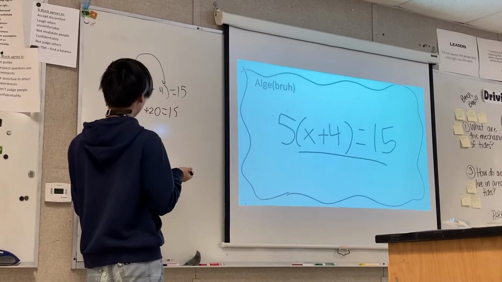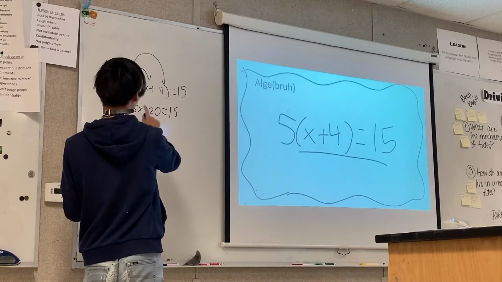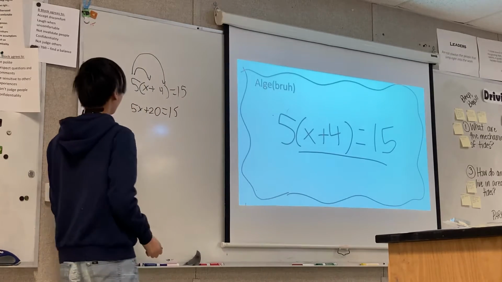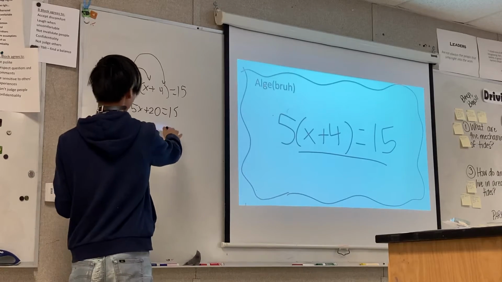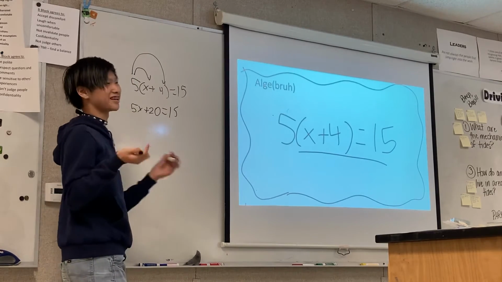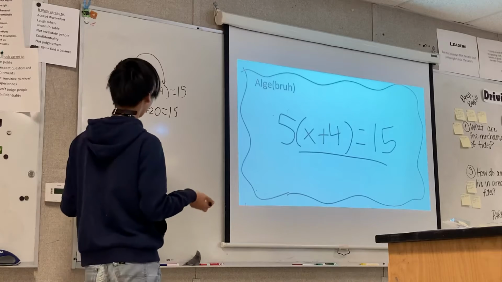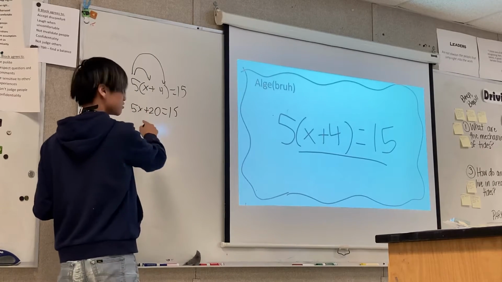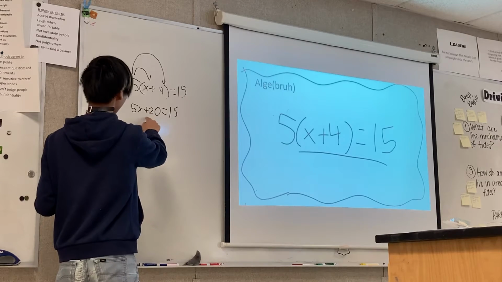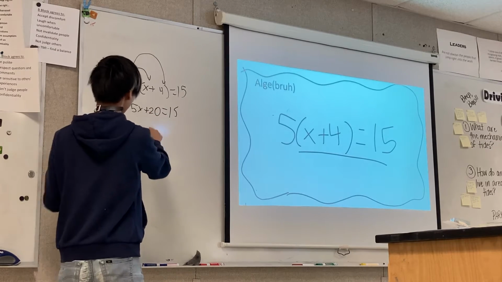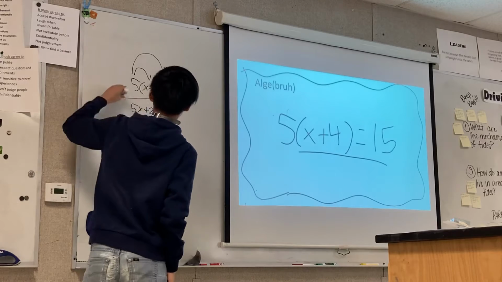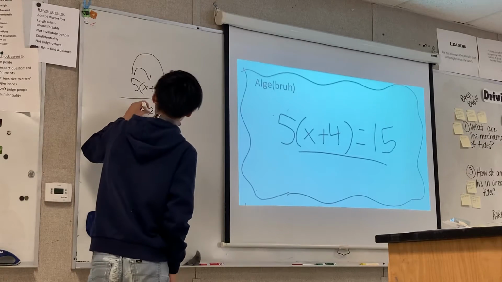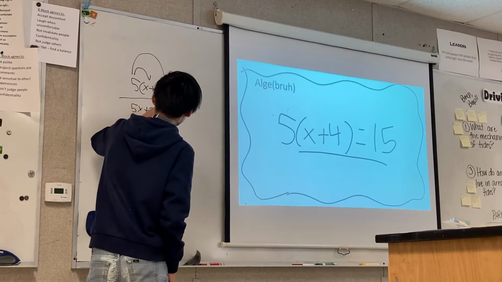So basically, to get x alone with the answer, we need to do a bunch of subtracting and dividing. But the reason why we're getting those things is because we're doing the opposite of what it's telling us to do. So we have a plus 20 here, so that means that we're going to subtract 20 from both.